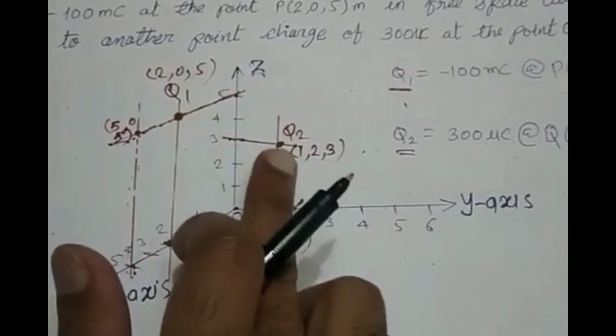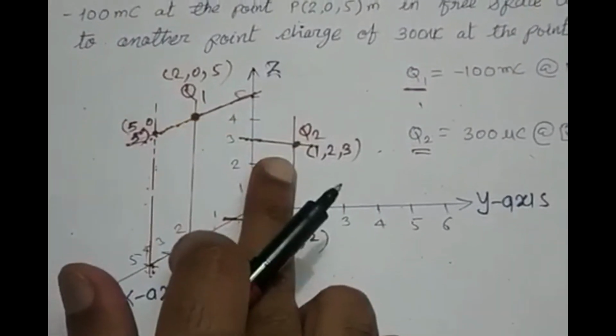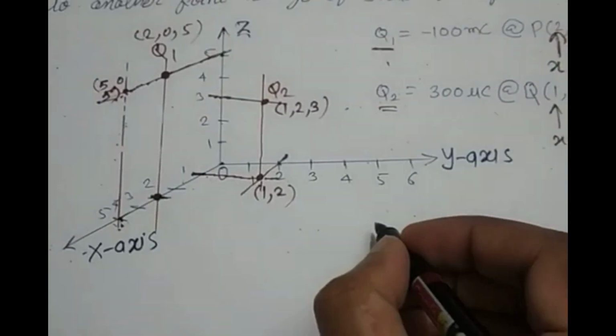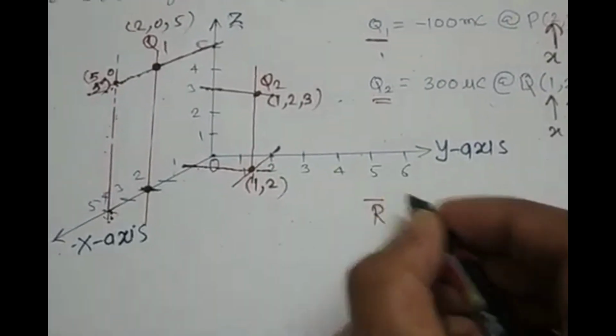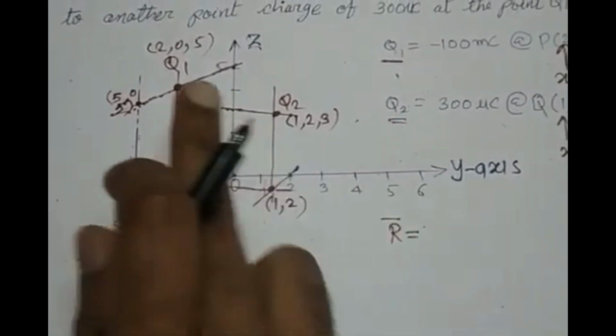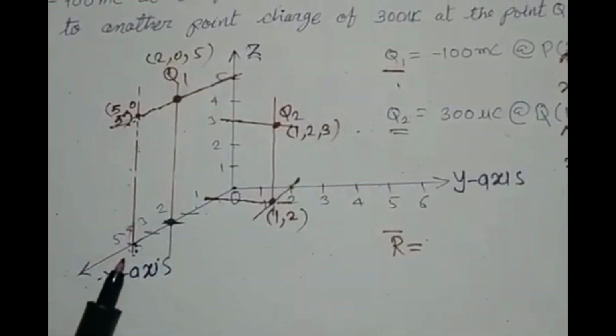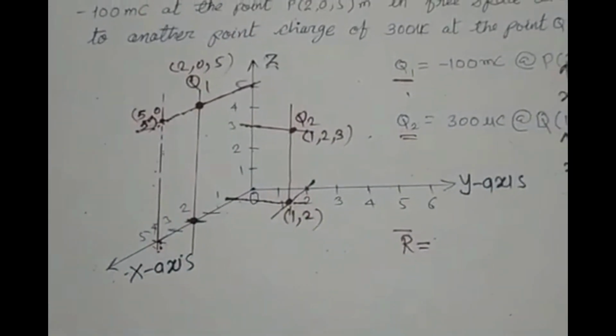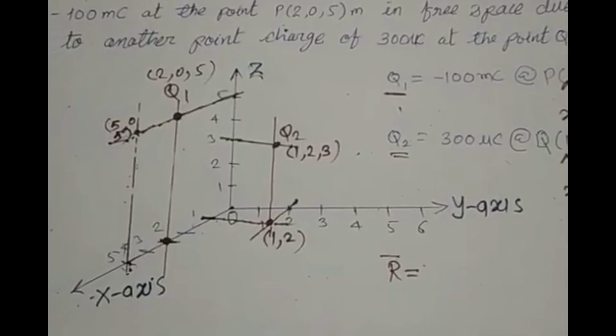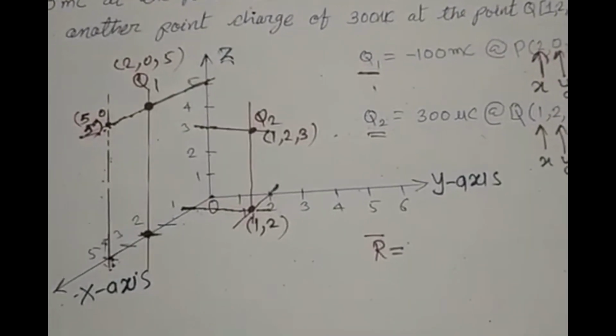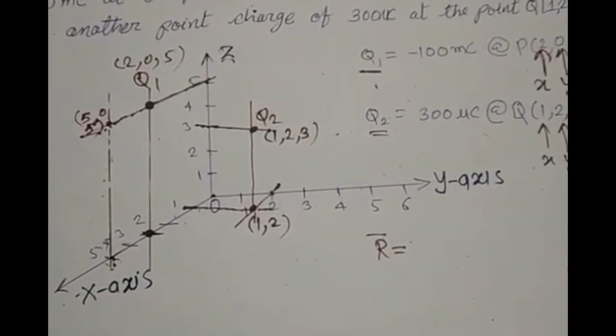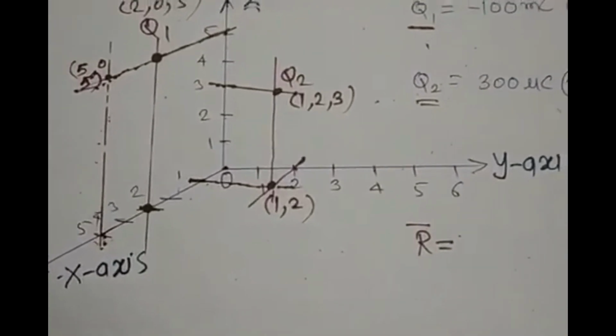Now we have to draw the distance vector, what we are calling distance vector, r bar, between the given charges. And what will be the direction of this distance vector? This distance vector direction will be from source to destination. So who is our source and who is our destination?